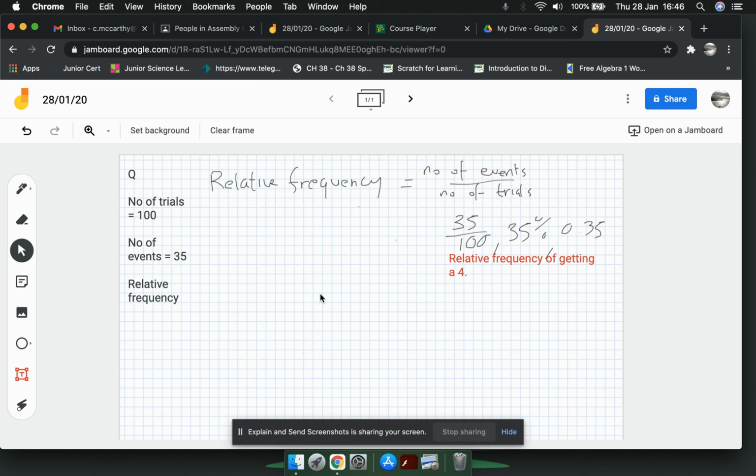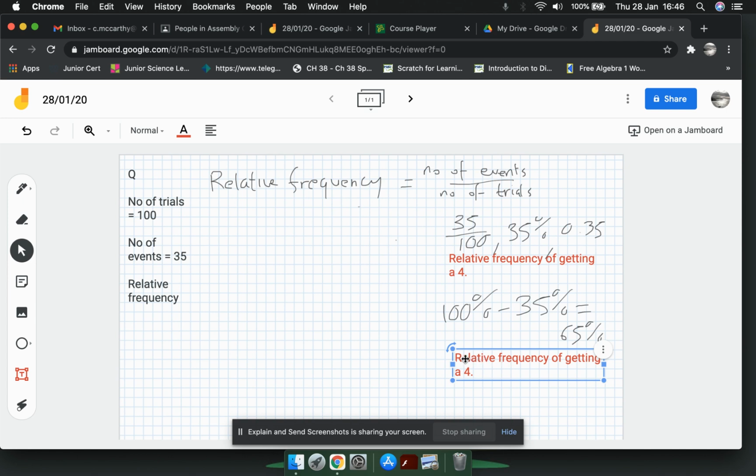What if I wanted to work out the relative frequency of not getting a 4? That's the second part there, where it says not rolling a 4. What I would do is take any one of those frequencies. For example, I'm going to take 100% and subtract 35% to work out the chance of not getting a 4. And what I'm getting there is 65%. So 65% is the answer for not getting a 4.